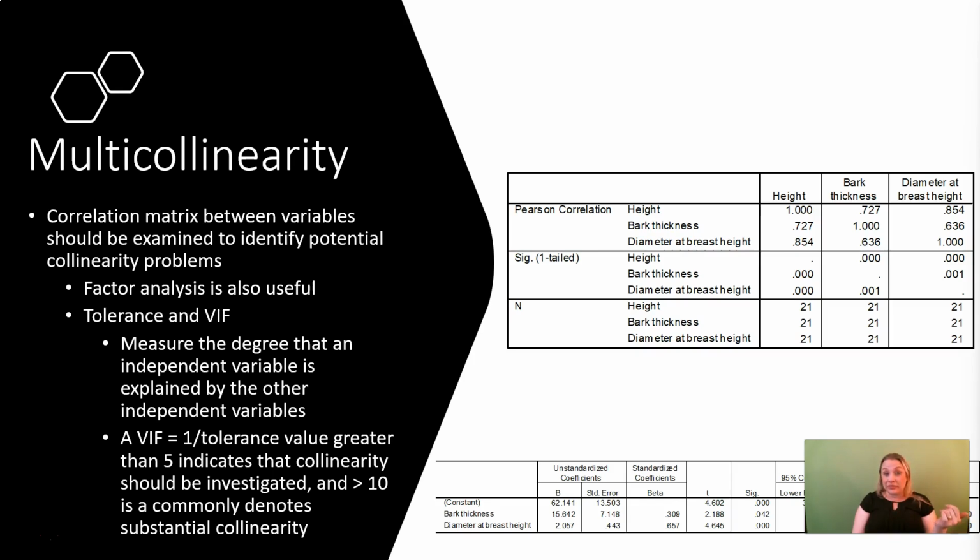If you look at tolerance and VIF values, this is going to be a measure of the degree that the independent variable is explained by the other independent variables. And so when we're looking at a VIF value, where VIF is 1 over tolerance, greater than 5, that's going to indicate that collinearity should be investigated, and anything over 10 should definitely be looked at, because that's telling us that it may not be overlapping with just one other variable, it could be overlapping with several variables.